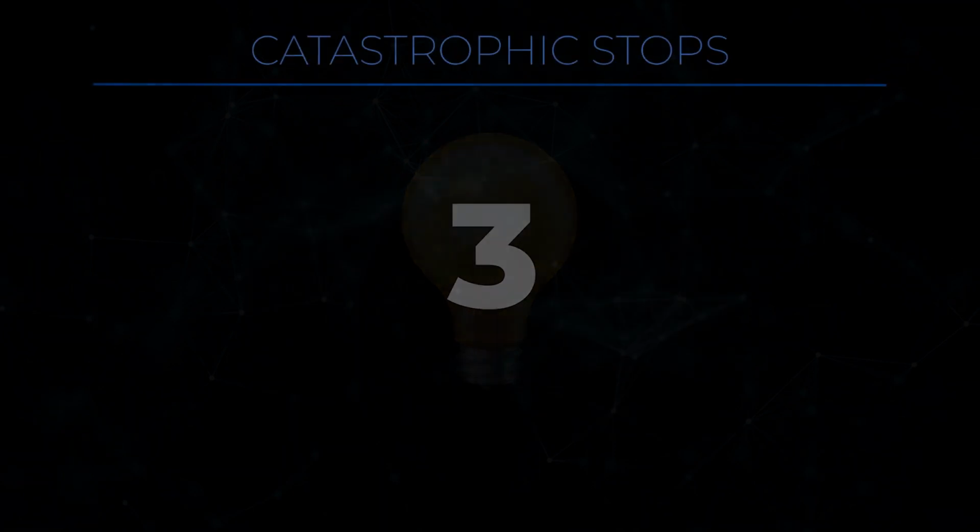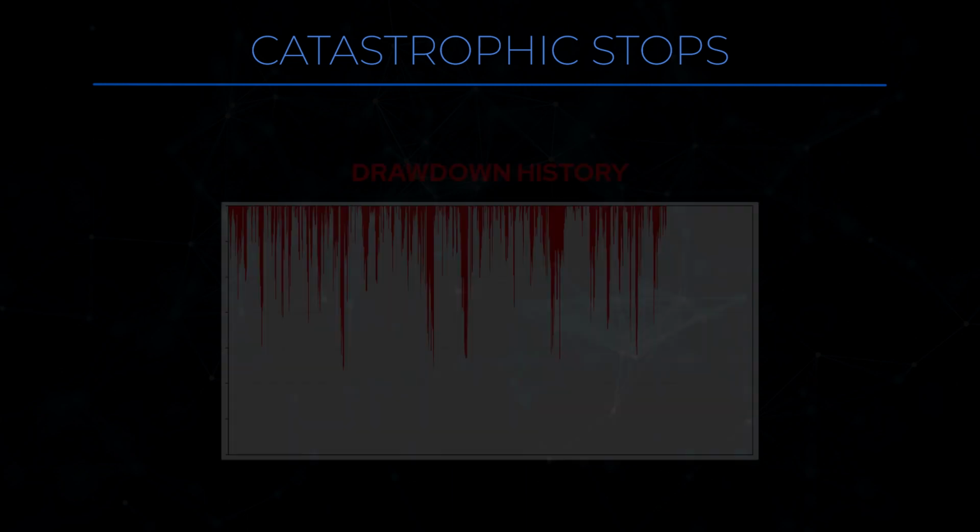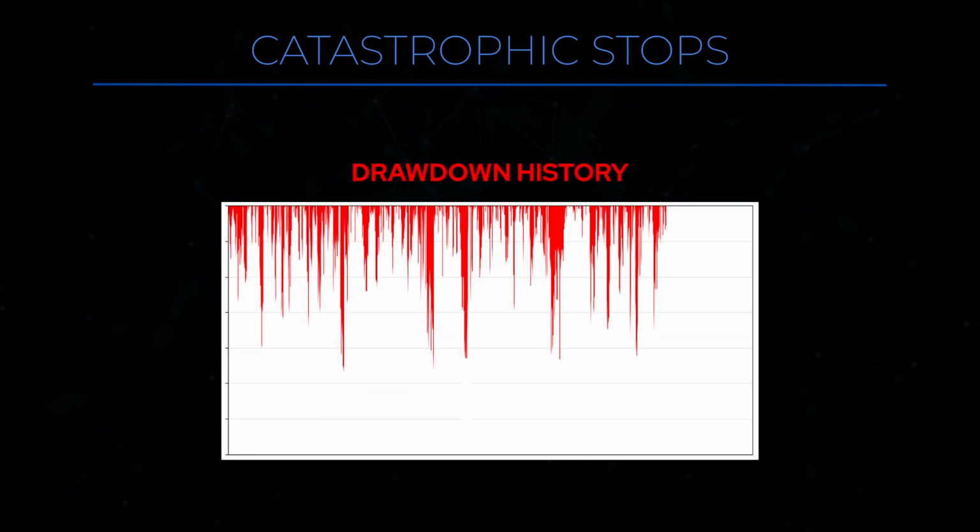Number 3. Catastrophic stop losses. A comprehensive knowledge of your trading system is required for this one, and more specifically, knowledge of the risk statistics across an extensive historical sample.